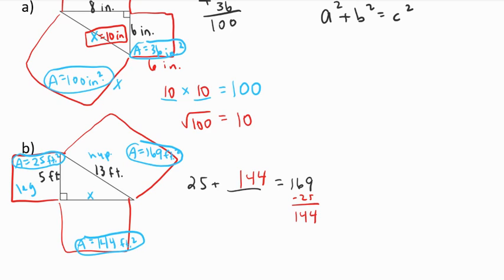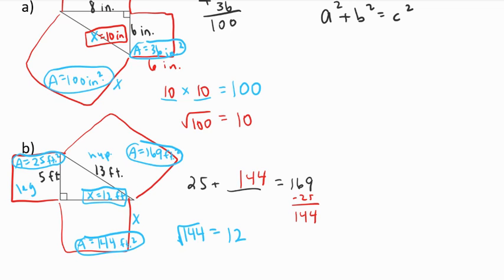Just like on the first problem, if I want to go backwards and figure out the side length right here, I'm trying to figure out something times something gives us 144, which is the same thing as asking for the square root. The square root of 144 would be 12. So I know that my side length right here is 12 feet.